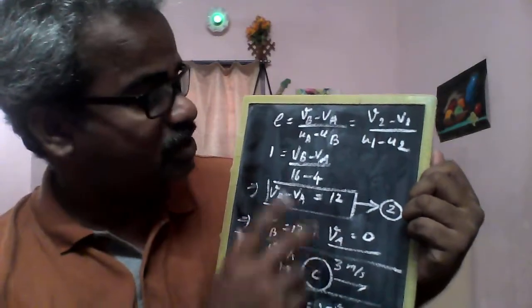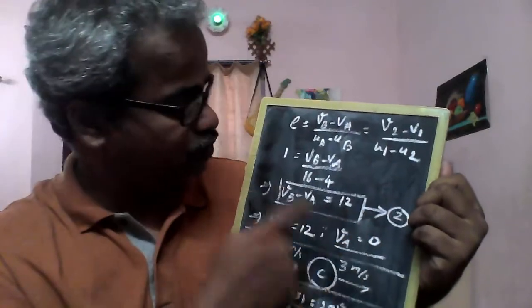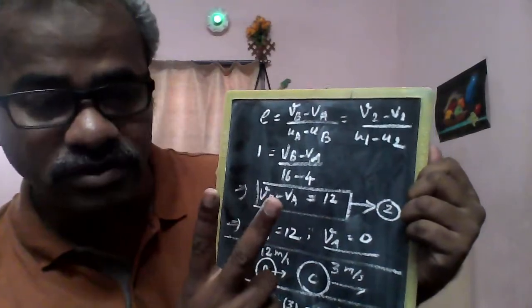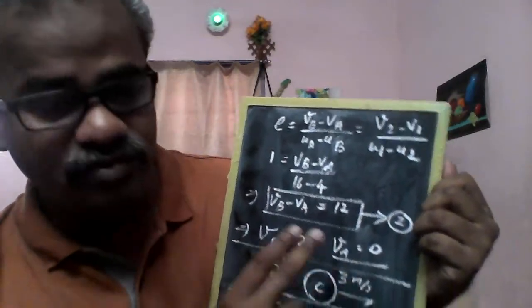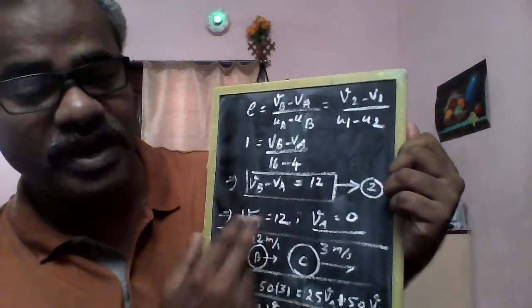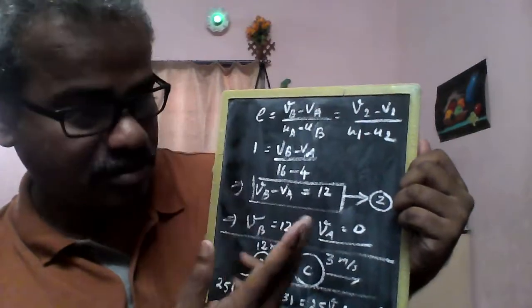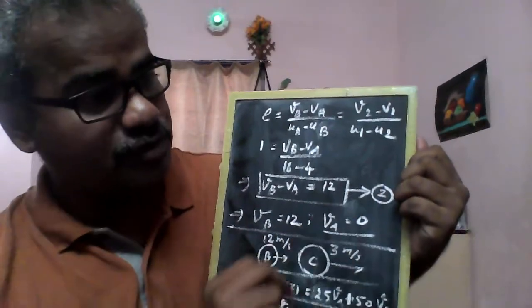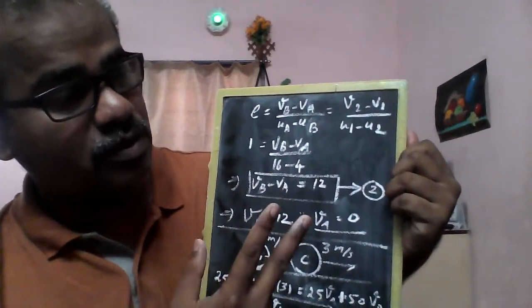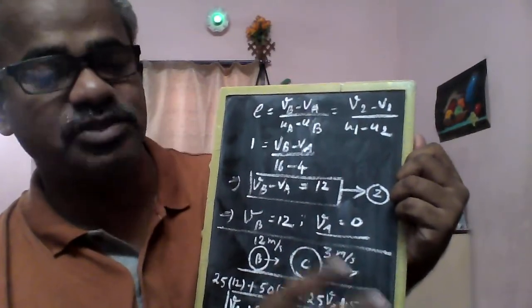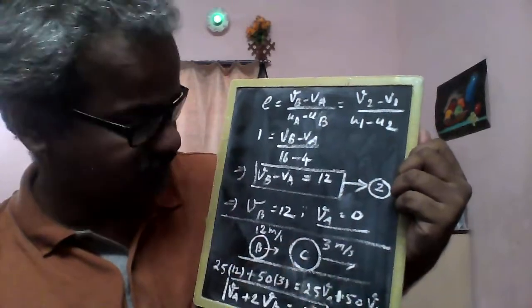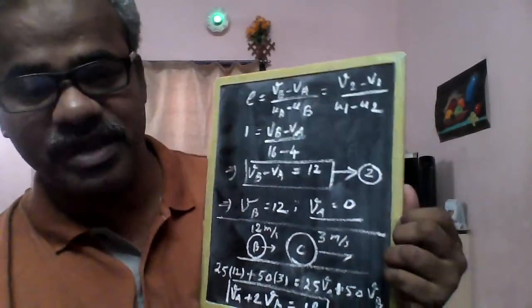So now by solving equations 1 and 2 for two unknowns, you will get VB is equal to 12, VA equal to 0. That is the final velocity of body B is 12 meter per second. It will be moving at 12 meter per second, and VA comes to rest. That is, body A comes to rest. So this is the first impact.